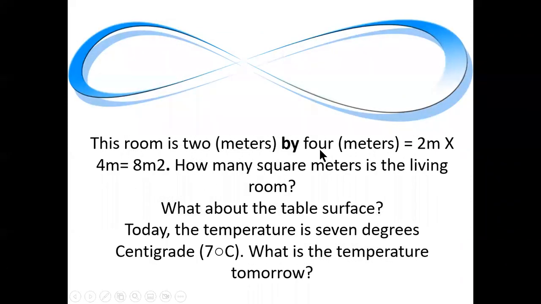This room is 2 by 4. 2 here means meters. This room is 2 meters by 4 meters. 2m times 4m, 8 square meters. How many square meters is the living room? 8 square meters. The living room is 8 square meters. What about the table surface? Let's measure it.